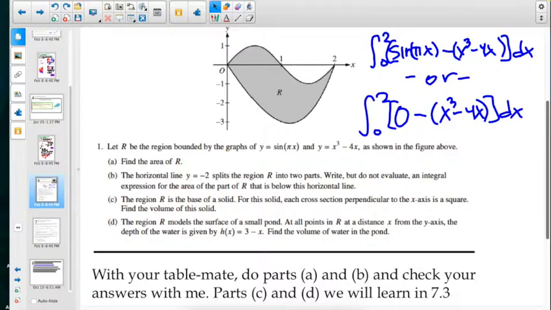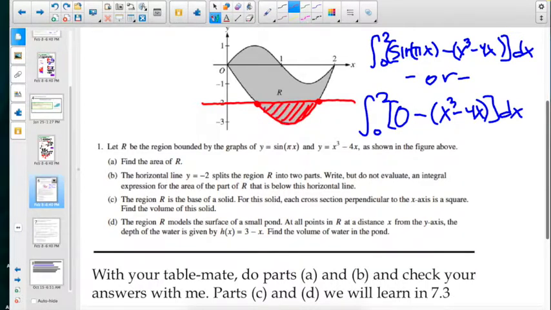Let's talk about this letter B here. We have a horizontal line that splits the region R into two equal parts. Right, but do not evaluate the integral expression for the area of part R that is below this line. How do we find this area? This goes back to a bounded area. We need to find those 2 points. How do we find those 2 points?